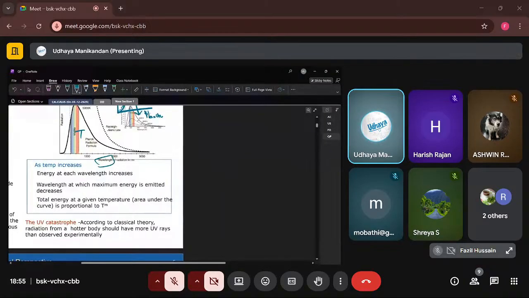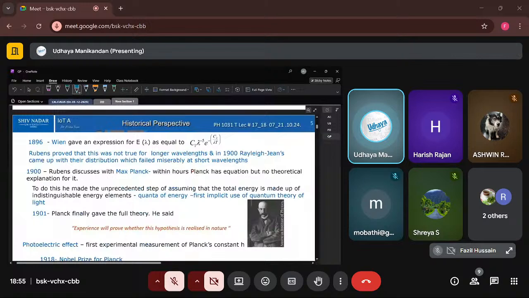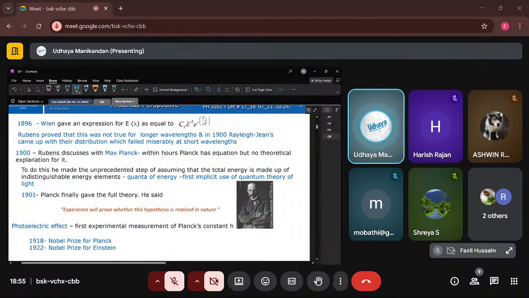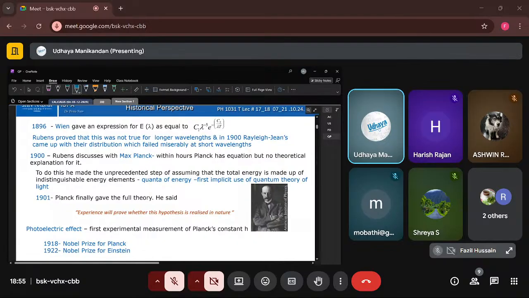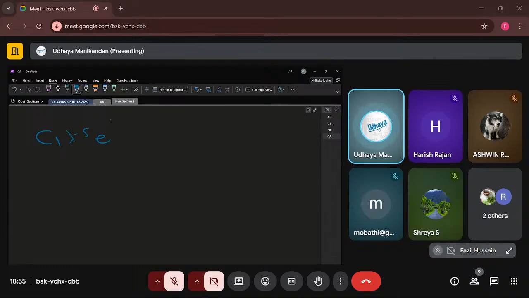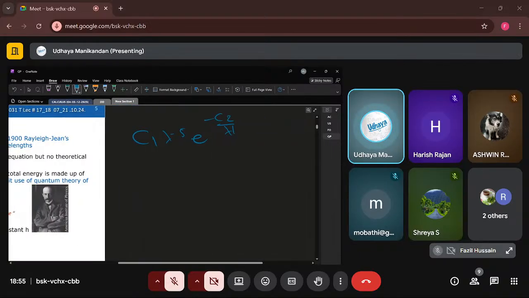And yeah, so that is there. Now Wien, so this is just history which you have to just note. I'll be doing the derivations in a while. So Wien gave an expression for energy. So what was the expression which Wien gave? Something like C1 lambda power minus 5 e power minus C2 by lambda T, kT or something like this. So that was the expression given by Wien.